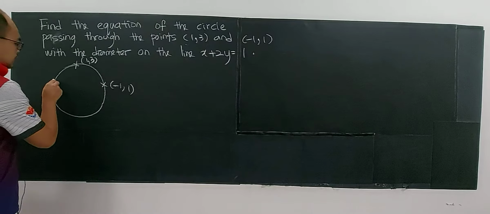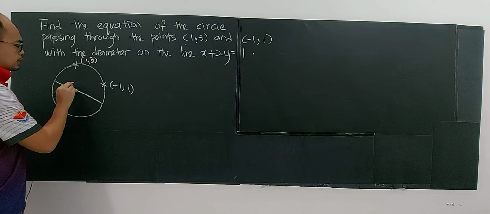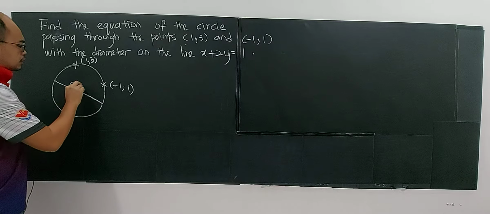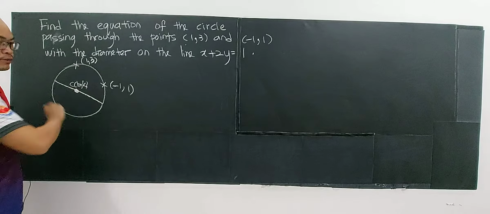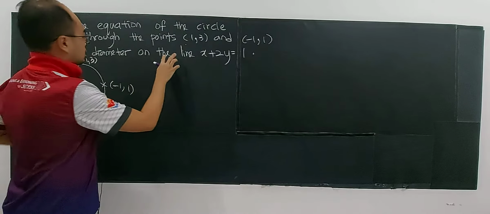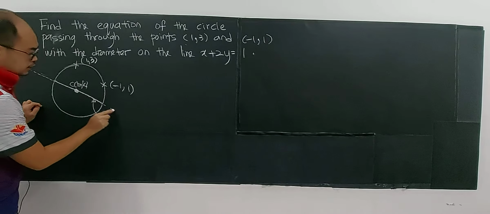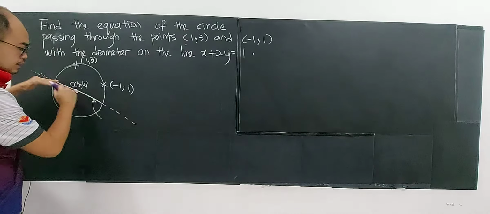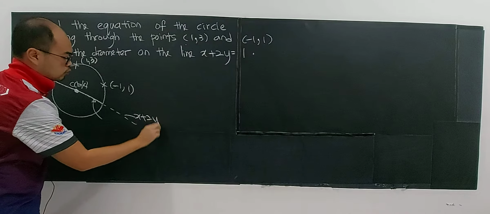You know that this is a diameter on the line. Definitely, the diameter has the center of the circle, and the diameter is on the line. It means this diameter is part of the line, along the line. So its equation is x plus 2y equals 1.